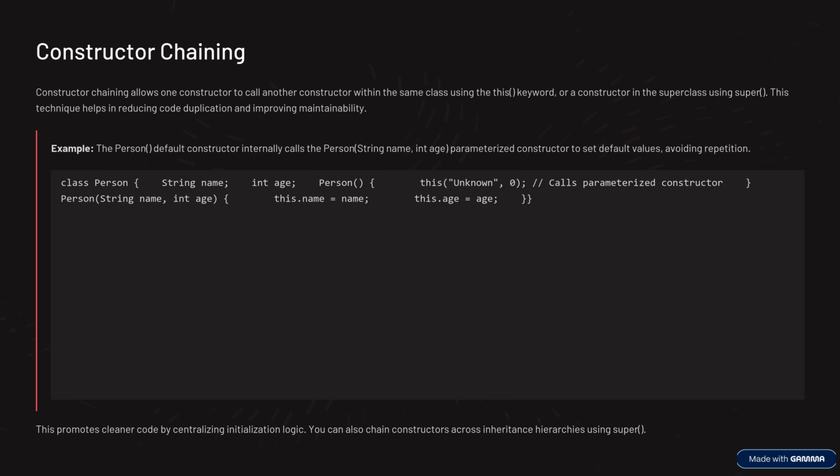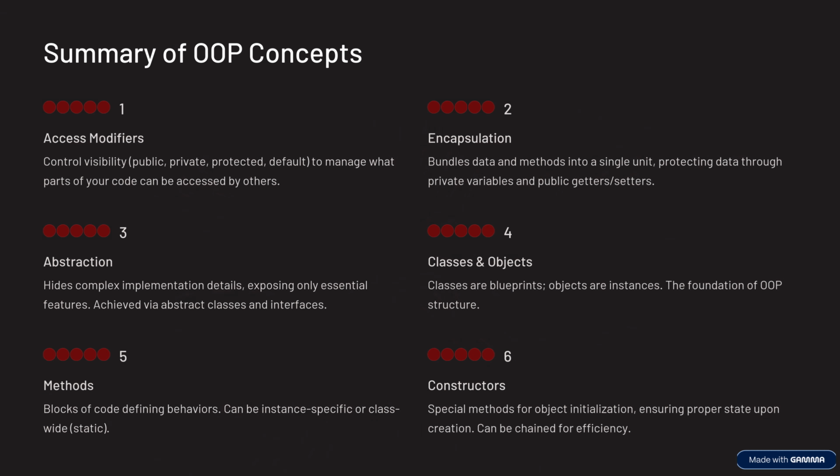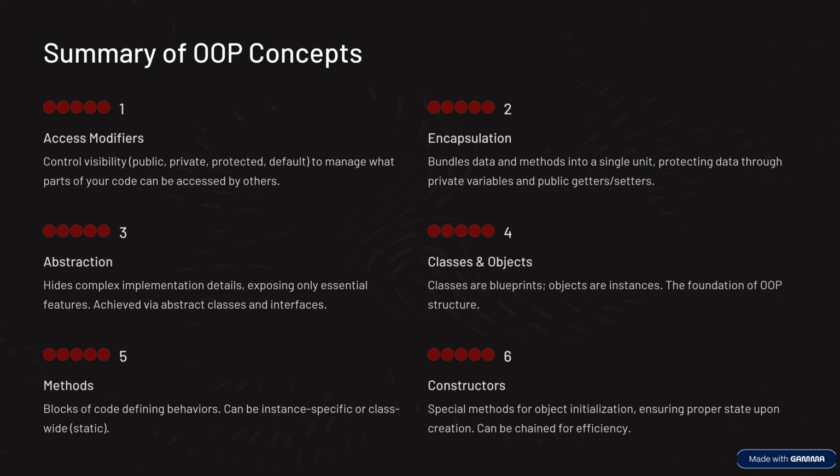Example. The Person default constructor internally calls the Person(String name, int age) parameterized constructor to set default values, avoiding repetition. Class Person: Person() { this("Unknown", 0); } calls the parameterized constructor. Person(String name, int age) { this.name = name; this.age = age; }. This promotes cleaner code by centralizing initialization logic. You can also chain constructors across inheritance hierarchies using super.